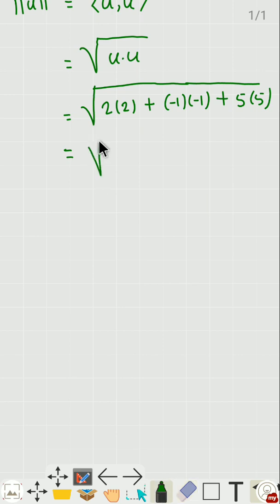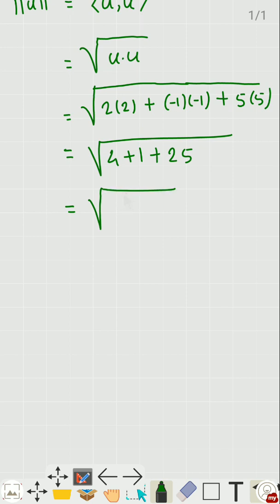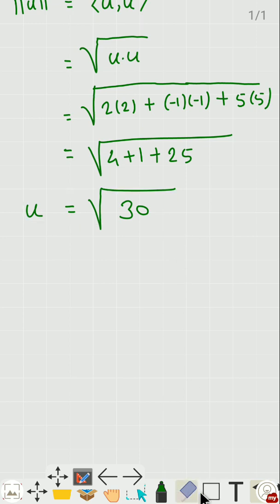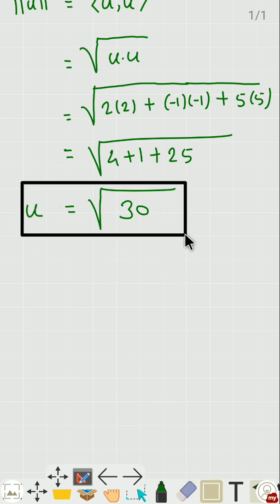So it is equal to the square root of 4 plus 1 plus 25, and it is equal to the square root of 30. So the norm of vector u is equal to square root 30.